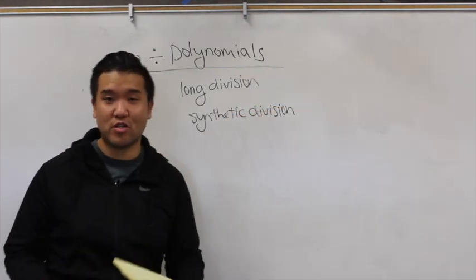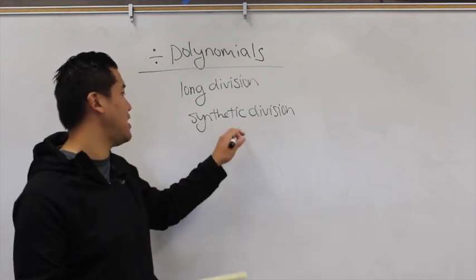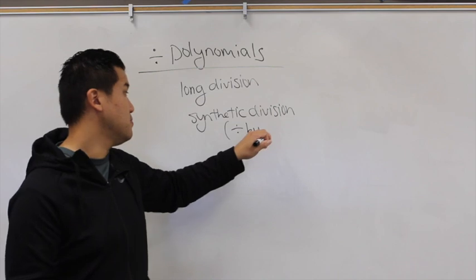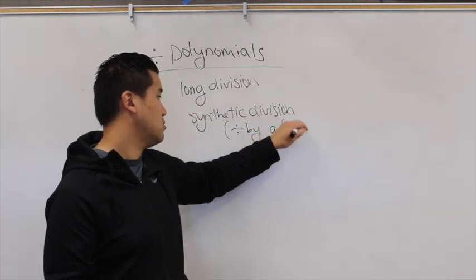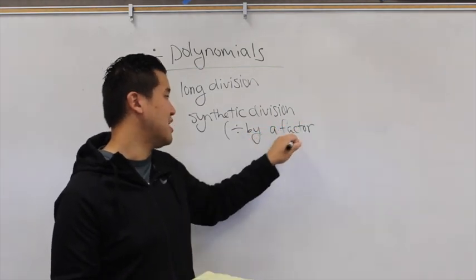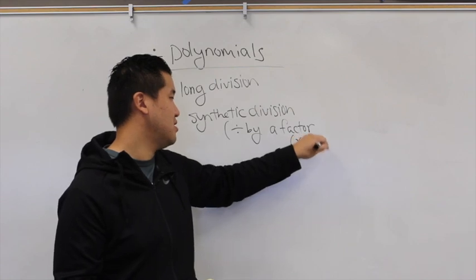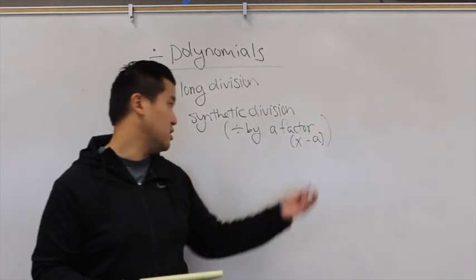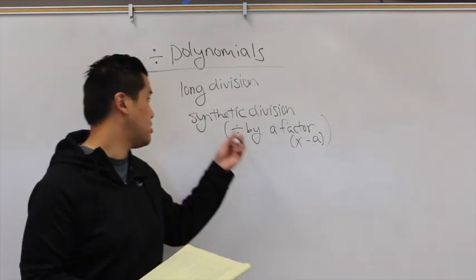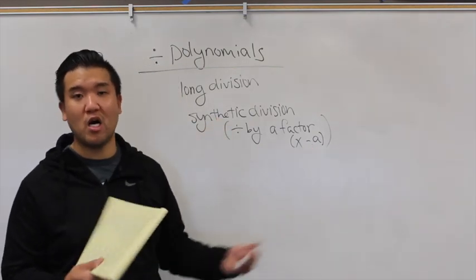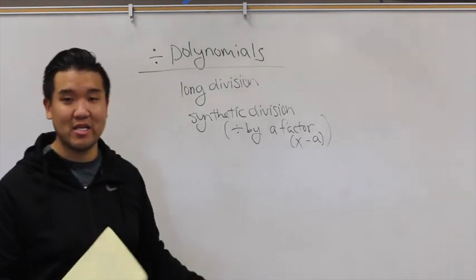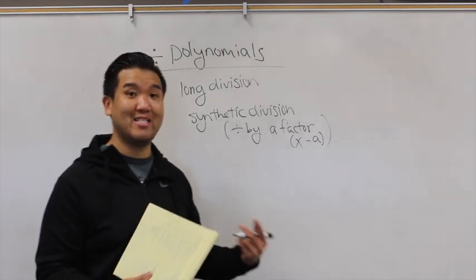Synthetic division is easier to use, but you can only use synthetic if you're dividing by a factor. In other words, something like x minus a or x plus a. It's a binomial and it's linear. Then we can always use synthetic. You can also use long division like the title states. It's a little longer to do. Synthetic's a lot quicker. You will see that today.